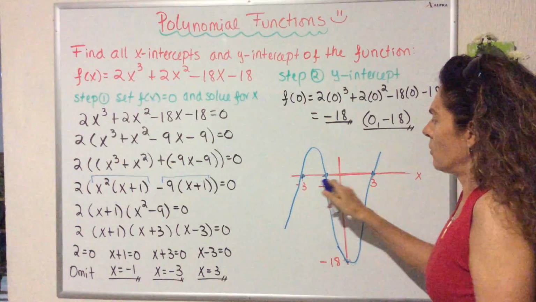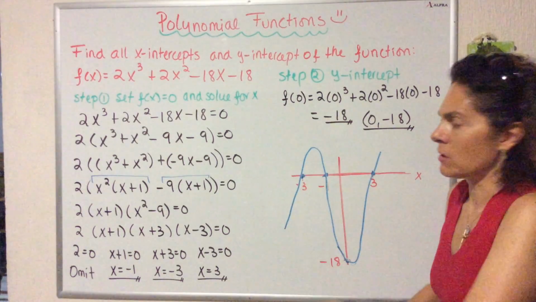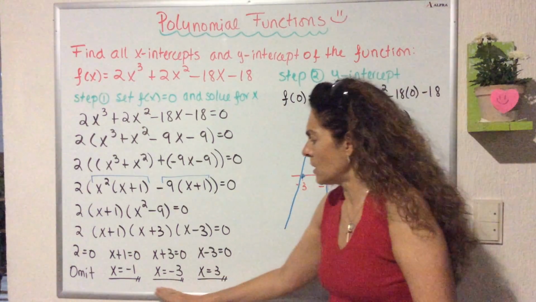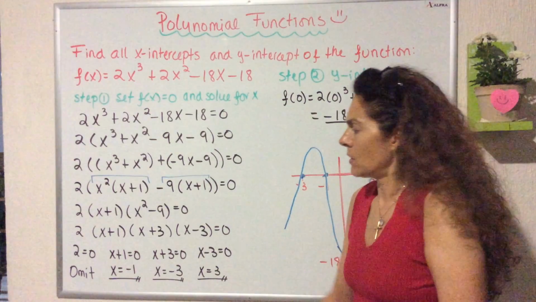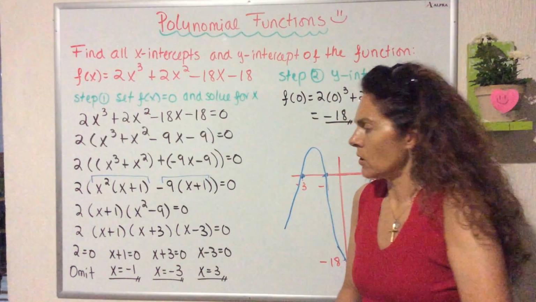Okay? And all of the roots cross. They are not bouncing because you don't have any even multiplicity, I mean 2, 4, 6, okay?